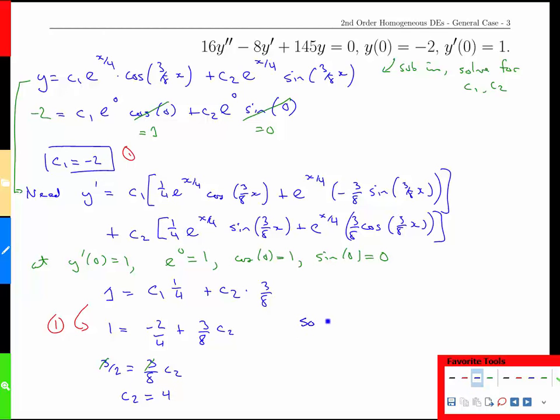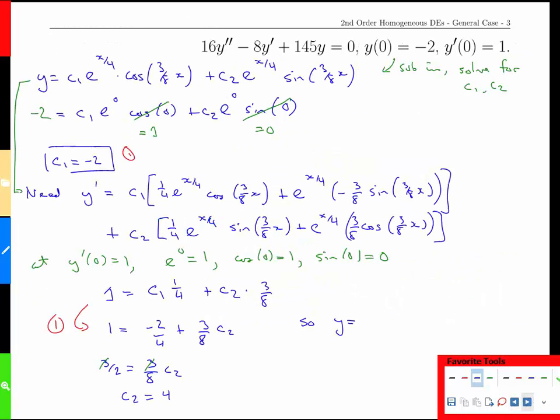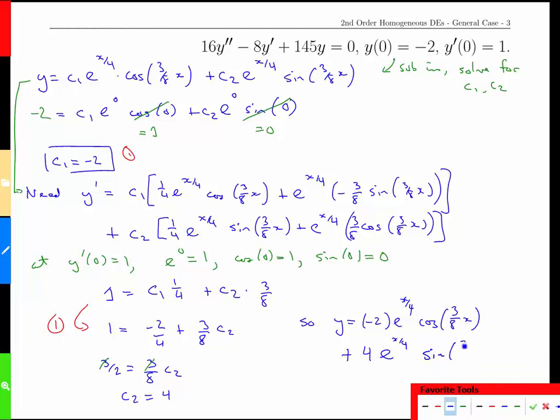And that means that our final solution is going to be based on, and here just remember where we put C1. C1 went with the cosine. So we're going to have C1, which is minus 2, times e to the x over 4 times the cosine of 3/8 x. Now we're going to have a 4 times the e to the x over 4 times the sine of 3/8 x. And that is the particular solution to the initial value problem.